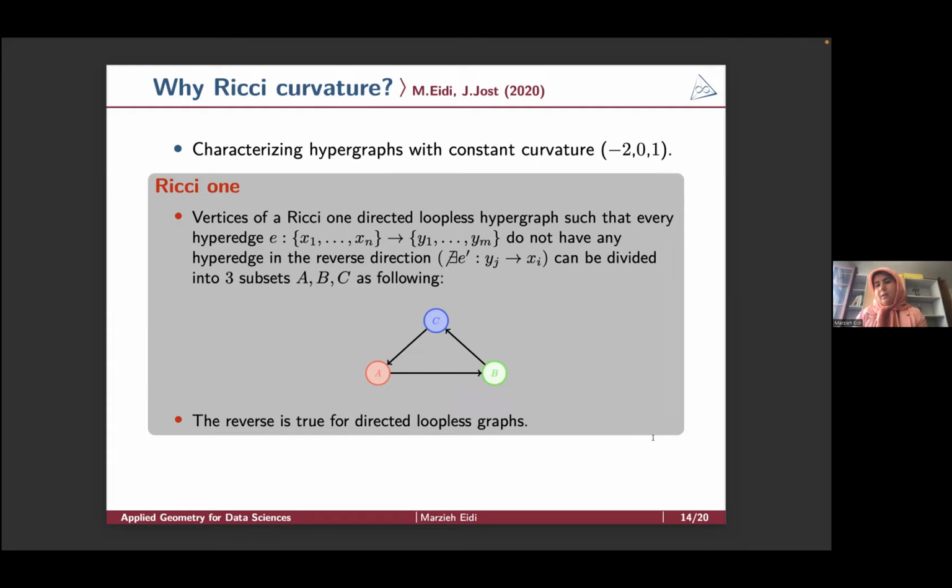So we can have such kind of partitioning, but the reverse is not true for general directed hypergraphs, but the reverse is true for directed loopless graphs. We have this theorem, whose reverse doesn't work for the general directed hypergraph case, but it works for the directed graph case. So this is one main characterization, and we have a similar thing with four-set partitioning for the Ricci minus two, and another type of three-set partitioning for the Ricci flat case.